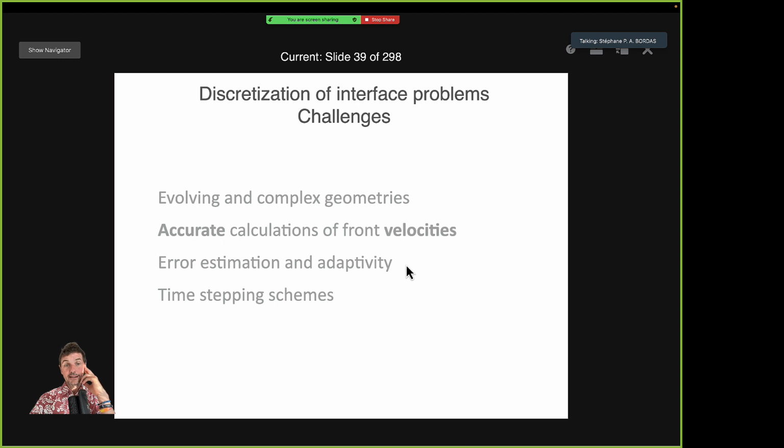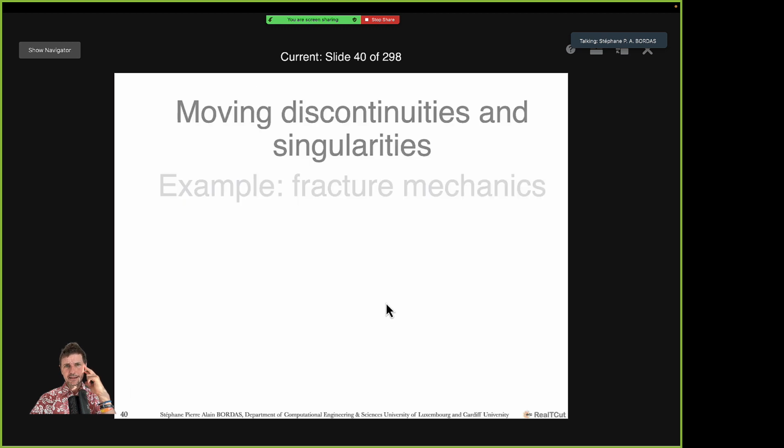Then we need to compute the error, because if we don't compute the error, we don't know how accurate the solution is, and then we need to deal with time-stepping schemes. So let's take a very common example, which is known as fracture mechanics first.